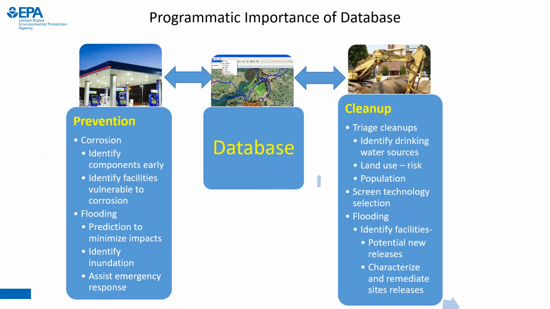On the cleanup side, it can help in triaging the cleanups, identifying where these drinking water resources reside, looking at the land use if it's highly developed, and identifying what the associated risk may be to the population, and also the potential for vapor intrusion. Secondly, it can help us in screening technologies, so what may be appropriate for a given site, both for groundwater contamination or vapor intrusion.